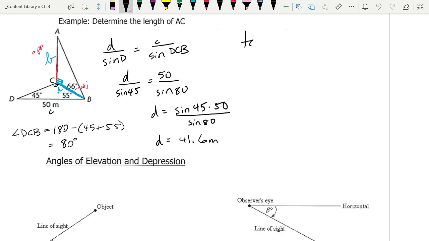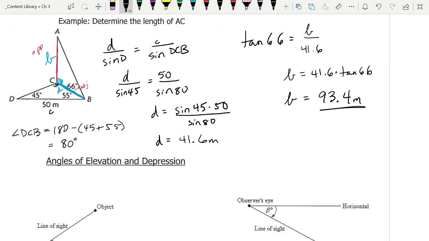Which one's opposite adjacent? Tangent problem. The tangent of 66 is the opposite, which is what I'm looking for, the B, over the adjacent, which I just found, 41.6. T for top, T for times. And then from there, B is 93.4. Again, I'll save you watching me punch buttons. Feel free to run through that yourself. That's the answer I want, because that's the length from A to C. It's a word problem, so you might want to say, therefore, AC is 93.4 meters.